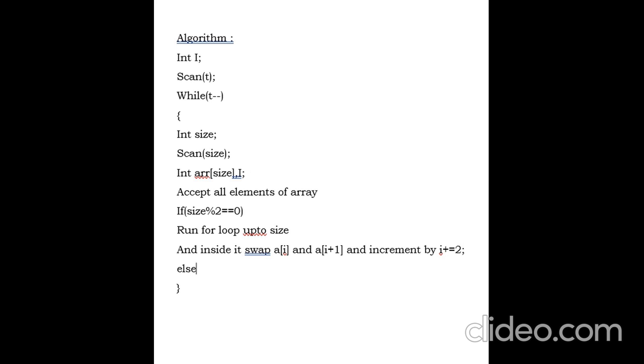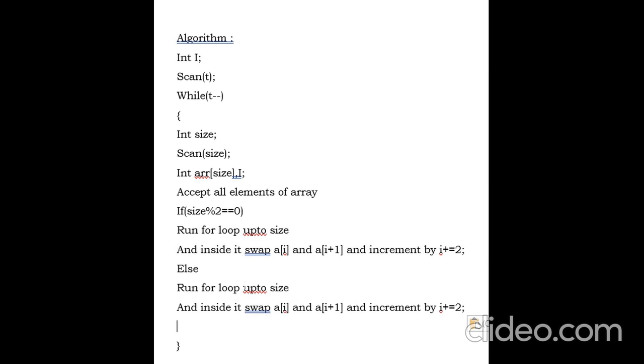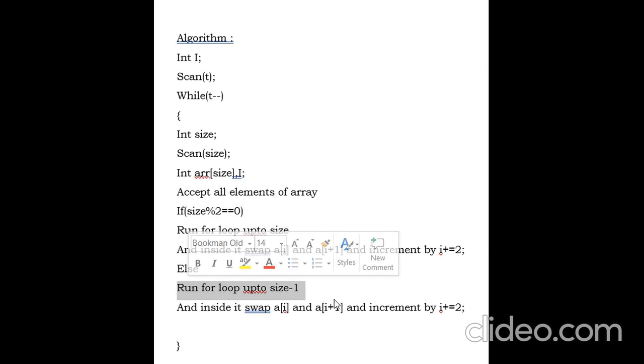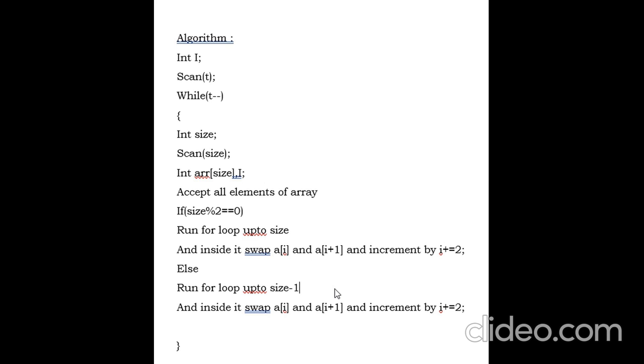Else, I will do the same thing again, but this time I am going to run the for loop up to size minus 1. I hope you have got the idea why I am using size minus 1. I am using size minus 1 when the array length is odd, and size when the array length is even. So the for loop will run until size when the length of the array is even, and up to size minus 1 when the length of the array is odd. I hope you have understood the algorithm. Now let's move on to coding it.